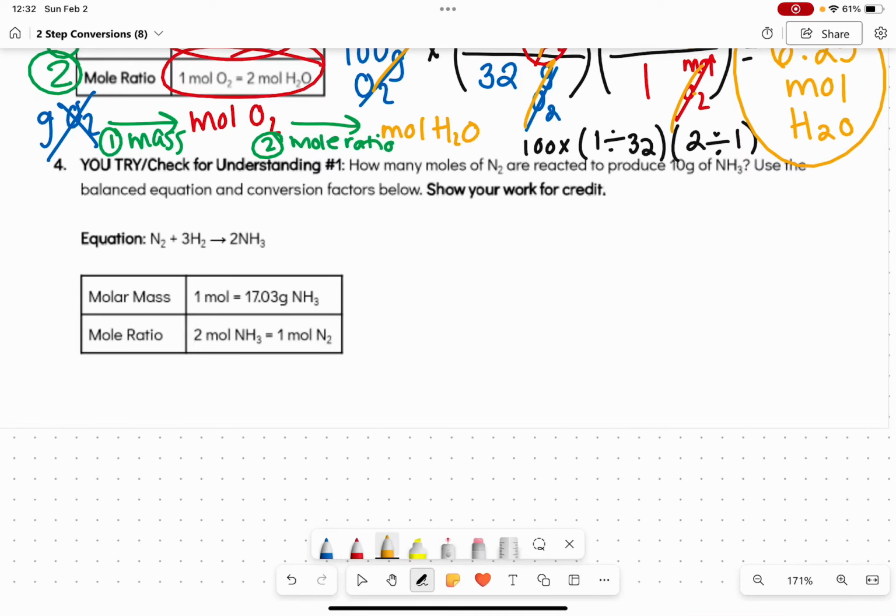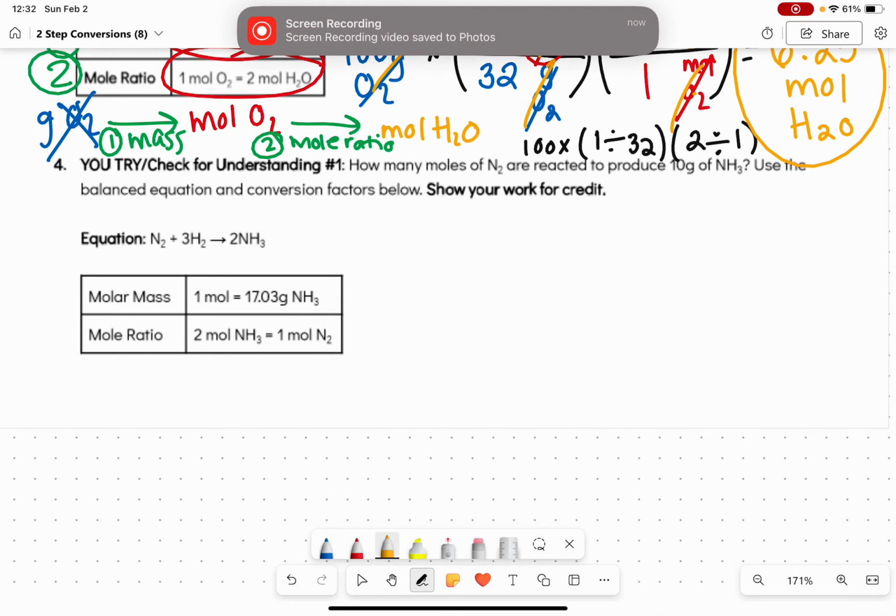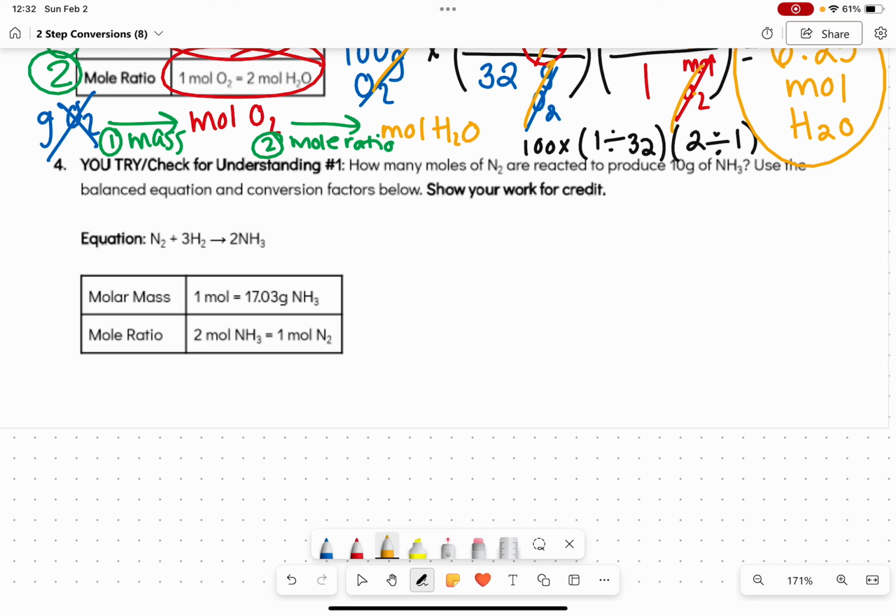In this video, I'm going to go over how to set up and solve for number 4, the check for understanding number 1. The question is, how many moles of N2 are reacted to produce 10 grams of NH3? So moles of N2, that is our want, because it's asking for that. And then it says 10 grams of NH3, that is our given number, our old units.